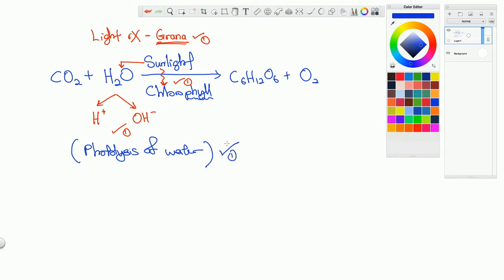Okay, so now recap. Number 1 is light reaction occurs in grana. You get here 1 point. In light reaction, sunlight is absorbed or trapped by chlorophyll, point number 2. And then sunlight energy that is absorbed by chlorophyll is used to split water molecule into hydrogen ion and hydroxyl ion. You get point number 3. And this reaction is also known as photolysis of water, point number 4. So you get 4 points until here. Then we continue the next one.